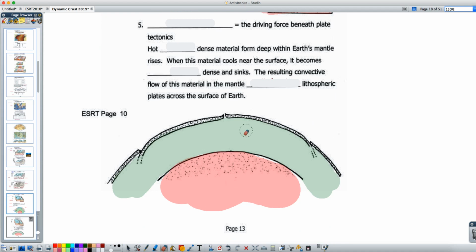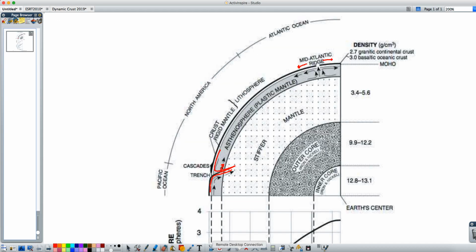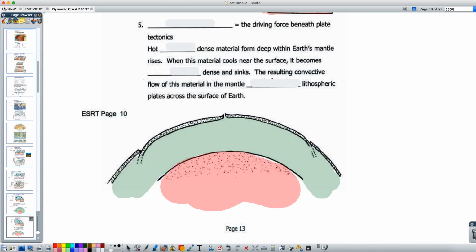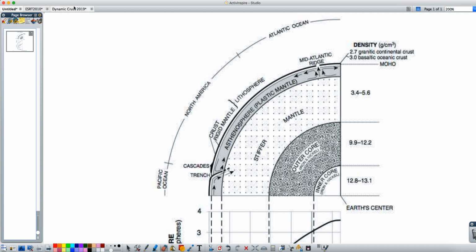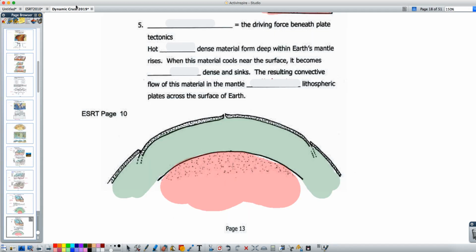Now, this diagram corresponds to page 10 of the Earth Science Reference Table, so we need to look at page 10 of the ESRT while we look at this. So we have to compare that diagram to this diagram on page 10 that we know so well. So I need to be looking back and forth from this to this, and try to get a feel for what's the same and what isn't.